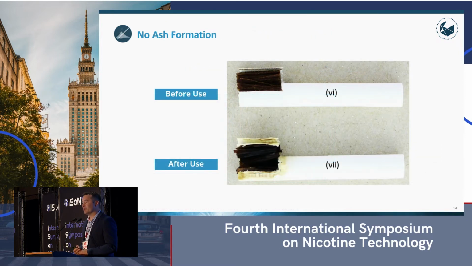Then, of course, we also look at whether we have ash or not. If you open up the tobacco stick after use, you can see that the only thing that happens, maybe it's a bit difficult to see on the picture here, is a darkening, a blackening of the tobacco in the close vicinity of the heating blade. And this is the same process that happens when you cook food. If you have plant-based materials, your vegetables, and you heat them up, they change color and become darker.